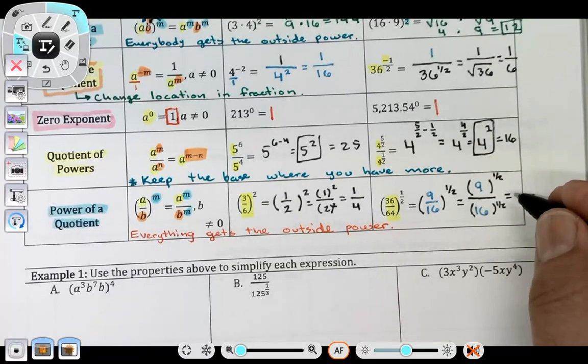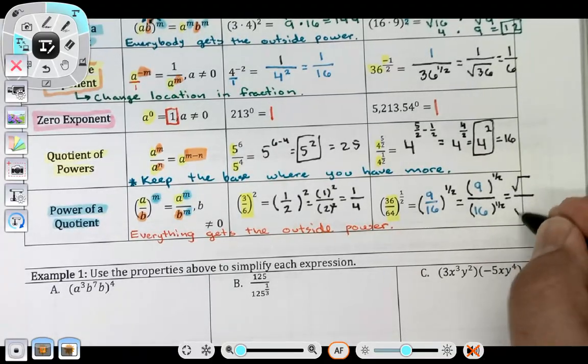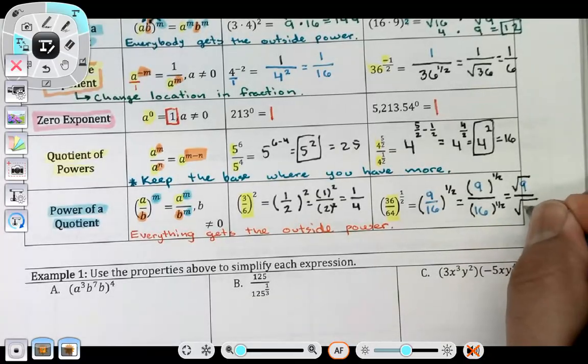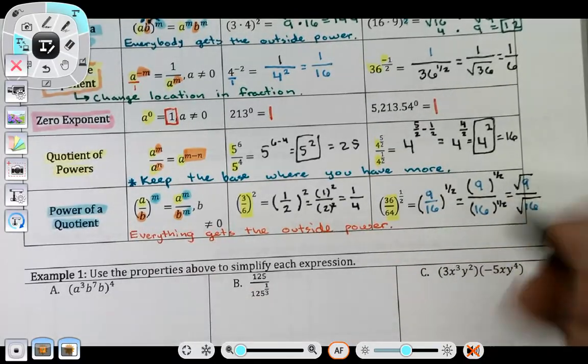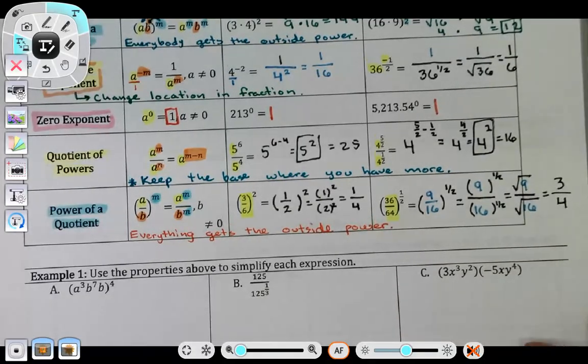What does a power of 1/2 mean? Square root. And same thing down here, square root. So right now I'm going to do a square root of 9, and then a square root of 16. Well, you know those numbers. Square root of 9 over, and just like that, there's my answer.